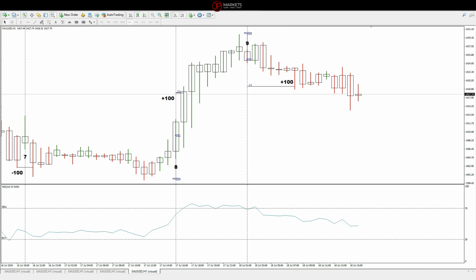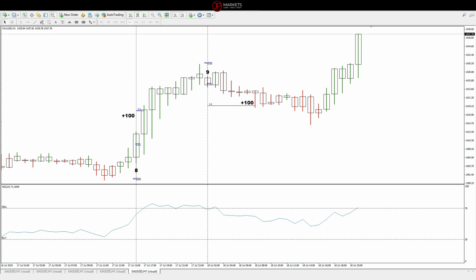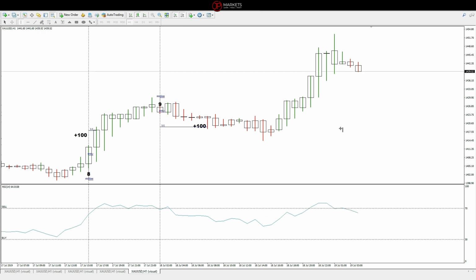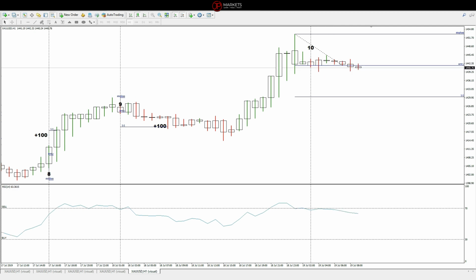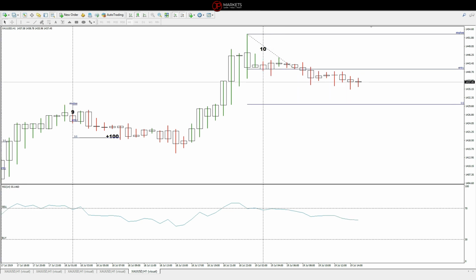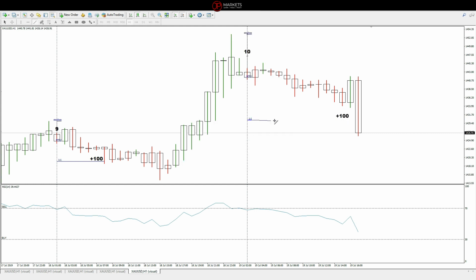Waiting for the opportunity. There we go, trade number 10 setting up. Perfect, risking another $100 there. There we go. We just made $100 on trade number 10. So that's it for the 10 trades that we wanted to take.